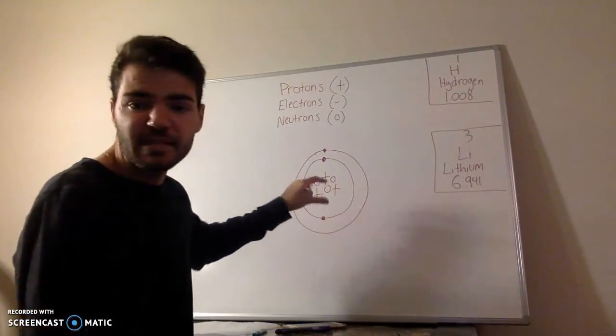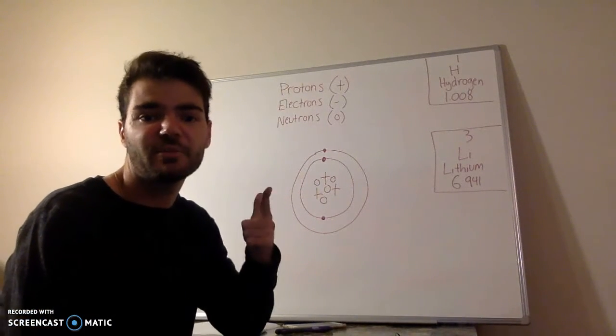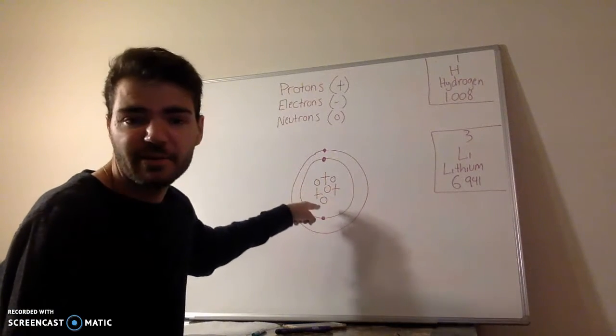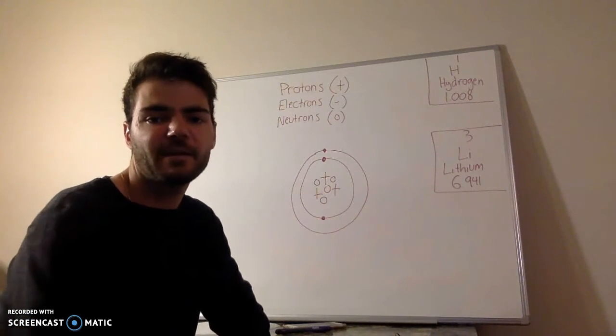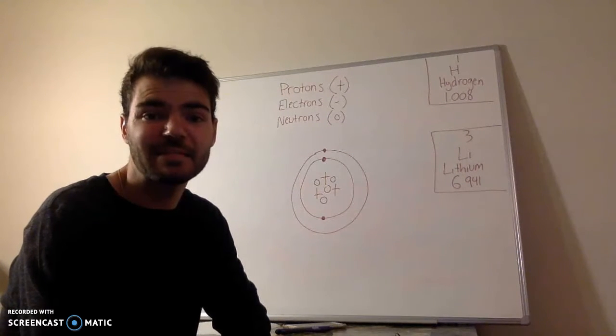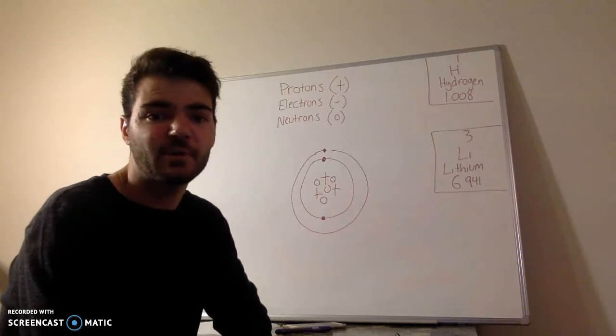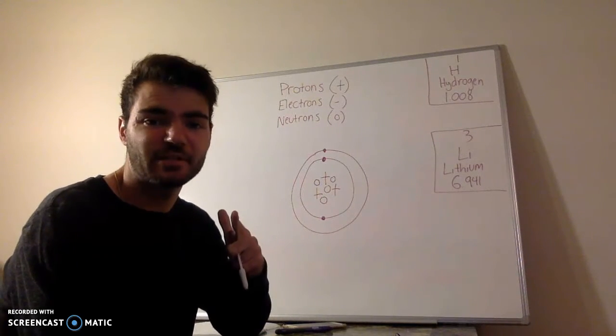Right? So if we take a look at this right here, we have 3 protons, 3 electrons. This guy right here is nice and neutral, nice and balanced. However, this isn't always realistic. It's not always going to be balanced. There's going to be times where we're going to have either more electrons than normal or less electrons than normal.